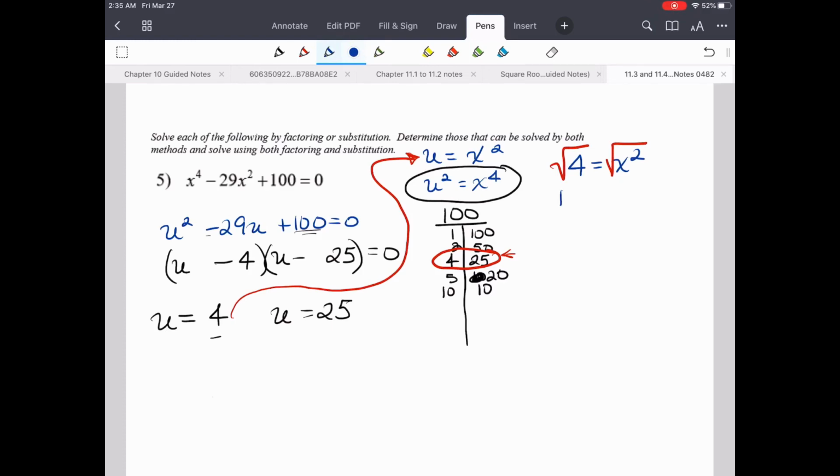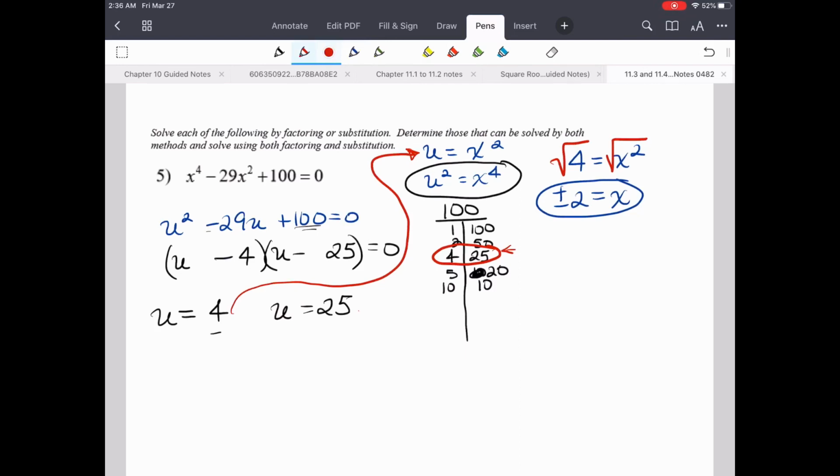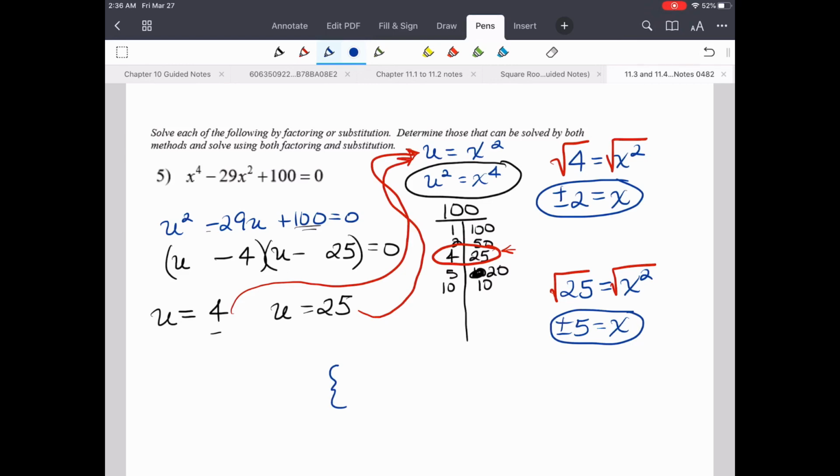And so this is going to be plus or minus 2 equals x. I know that looks like one solution, but that's actually two solutions. We have positive 2 and we have negative 2. And then let's put 25 into that equation as well. We do 25 equals x squared, do the square root of both sides, and you get plus or minus 5 equals x. So there's your solution set. You've got positive 2, negative 2, positive 5, and negative 5.